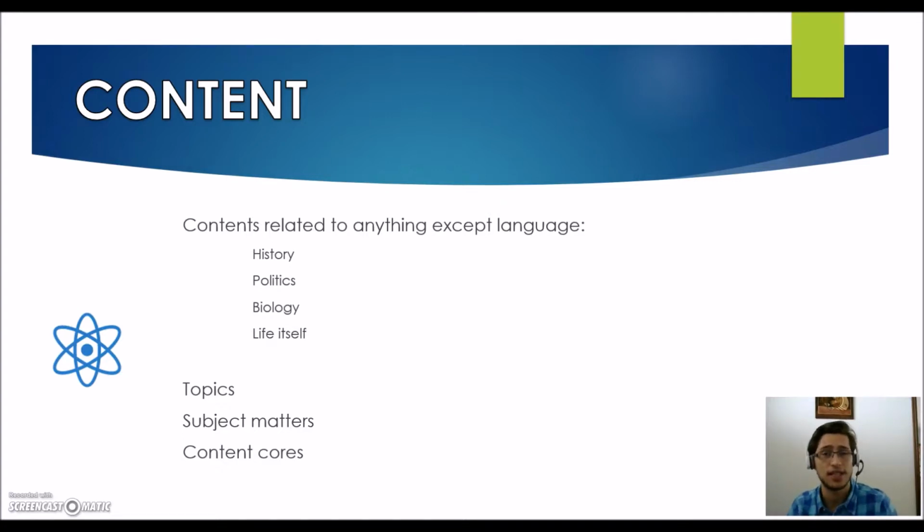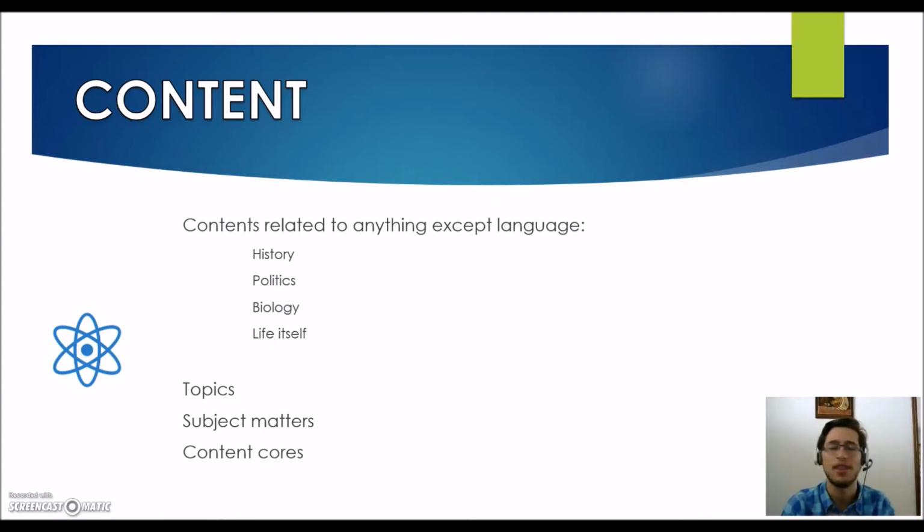Now let's continue, let's move on, let's go through the following C. It's content. Content has all of the topics. Content is nothing about communication. Communication was about language, was about English. But here it's about anything. It's about any topic: geography, history, politics, biology, even life itself, family, friends. Those are the topics, the contents about which students are going to learn.